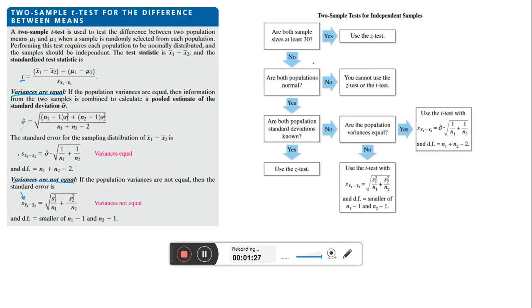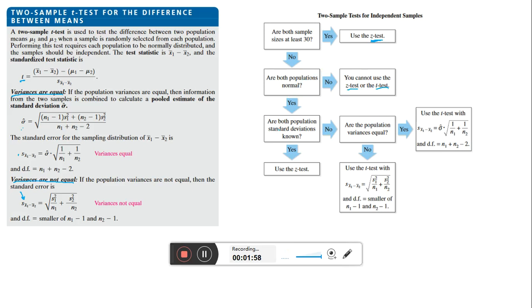So, here's a flow chart. I would definitely suggest you pause this and copy this down, because you need to be working through these questions to determine if you can do a test or which test you should do. Are both sample sizes at least 30? If yes, then you need to use the z-test, which we've already gone over. If no, ask yourself, are both populations normal? If they are not, you cannot do either a z-test or a t-test.